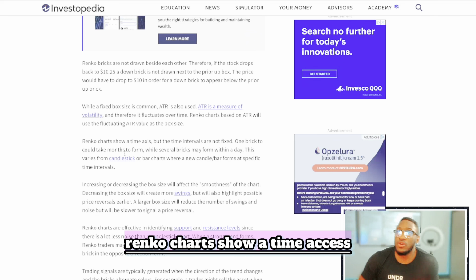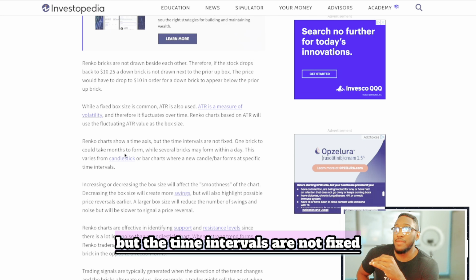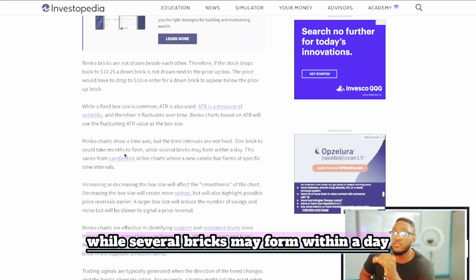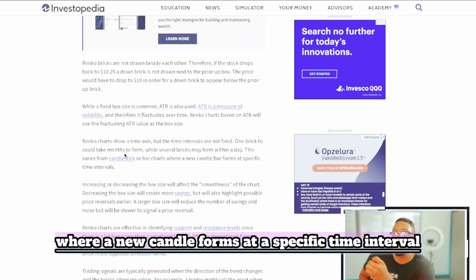Renko charts show a time axis, but the time intervals are not fixed. One brick could take 2 months to form, while several bricks may form within a day. This varies from candlestick or bar charts, where a new candle forms at a specific time interval.